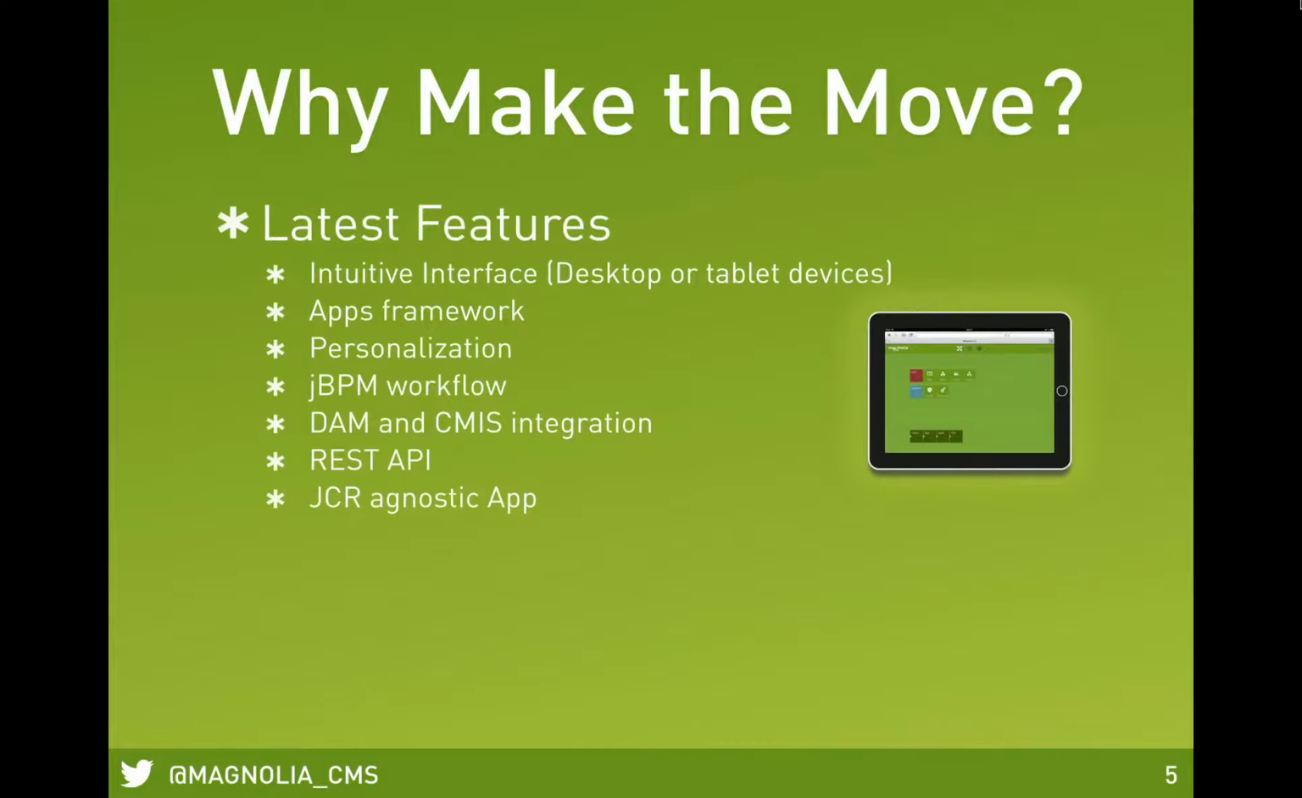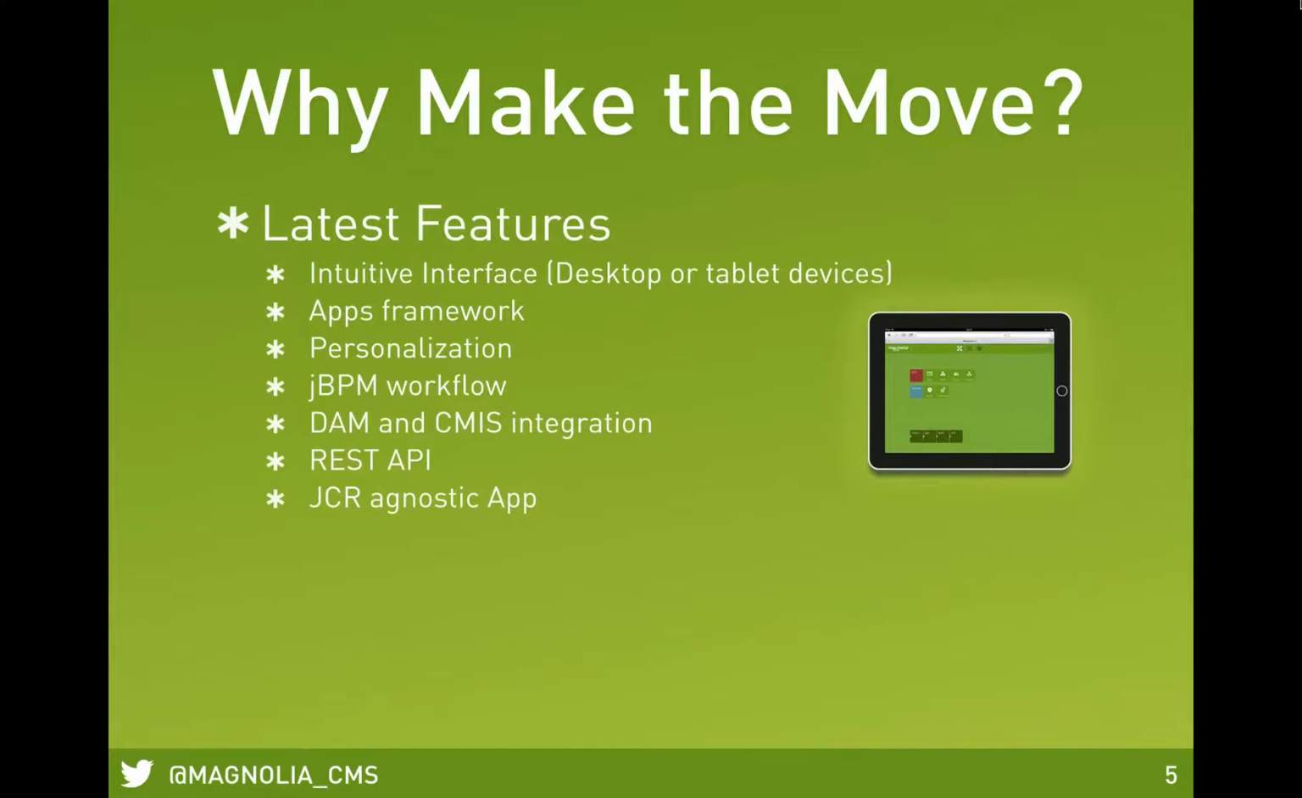So why do you have to make the move to Magnolia 5? It's mainly about new features. As you already know, Magnolia 5 comes with a new intuitive interface which perfectly fits desktop or tablet devices. We also have this new app framework which is very useful to integrate deeply into Magnolia a third-party system or any external system which provides external data. We also have personalization, which allows you to create page variations based on the segmentation of the users.